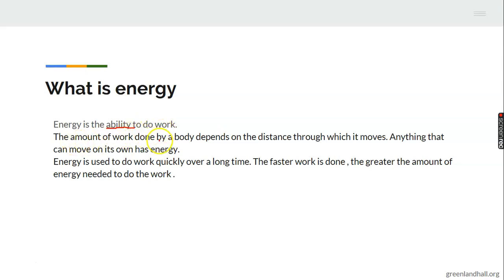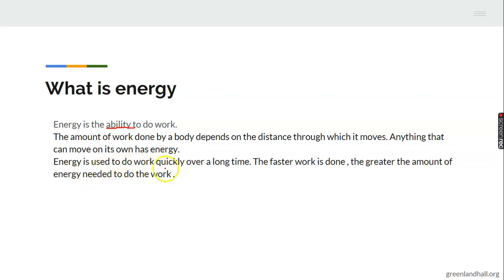So the amount of work done by a body depends on the distance through which it moves. The amount of work done, the level, the quantity, you can quantify the work done. The quantity of the work being done by a body depends on the distance through which it moves. Anything that can move on its own has energy.